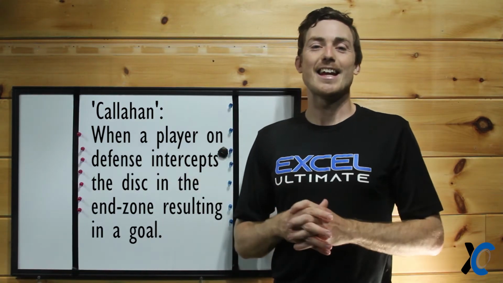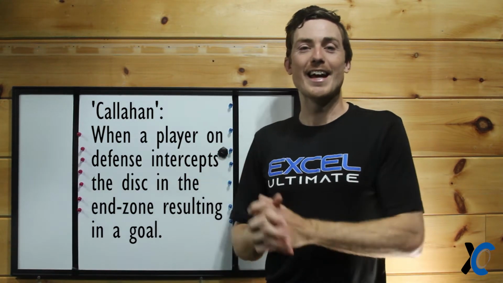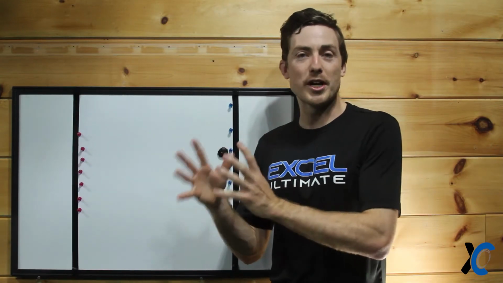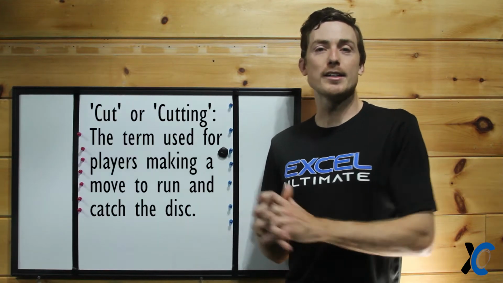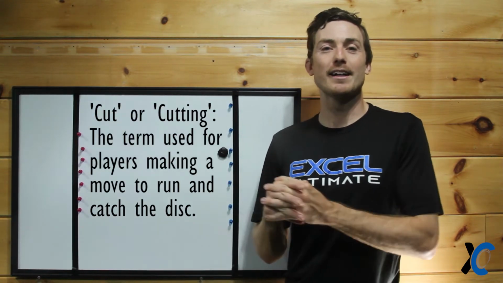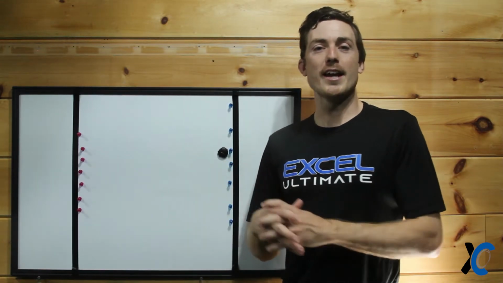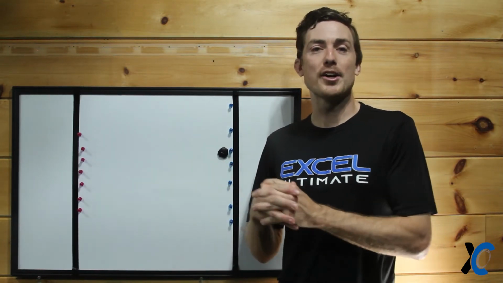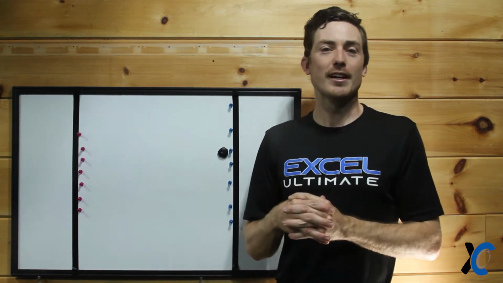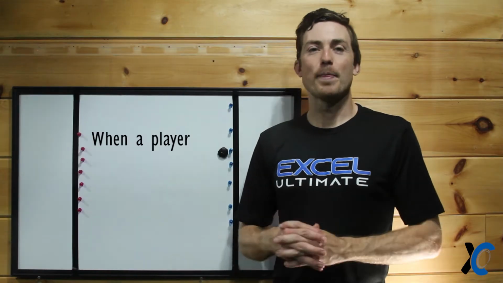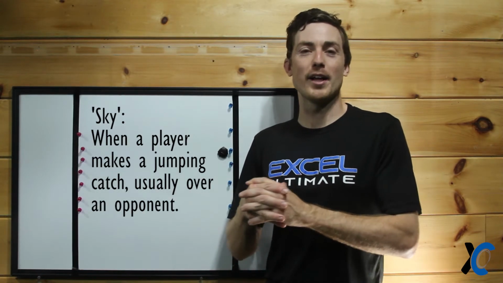A Callahan is when the defense catches the disc in the end zone already and it's instantly a goal. It's pretty rare, but a very cool phenomenon in ultimate. A cut is referred to as players running on the field, changing direction, trying to get open. The word cut in ultimate Frisbee comes from players on offense running around trying to get open, changing direction, just cutting around the field. A sky is when a player jumps and catches the disc over another player.